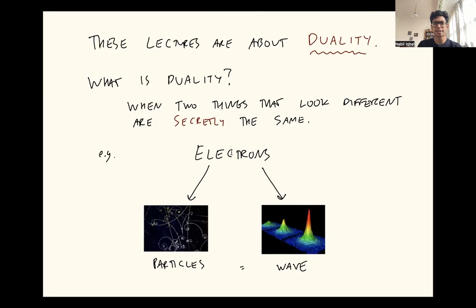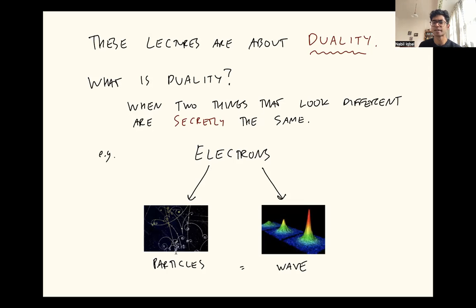These lectures are going to be about an idea called duality. So first, what is duality? Duality is when two things that look very different are secretly the same thing. So let me give you an example from elementary physics. Let's think about electrons. So when we first learn about electrons, we think that they are little particles, like little billiard balls that bounce around and do their thing. They move from here to there and they scatter off of each other and so on.